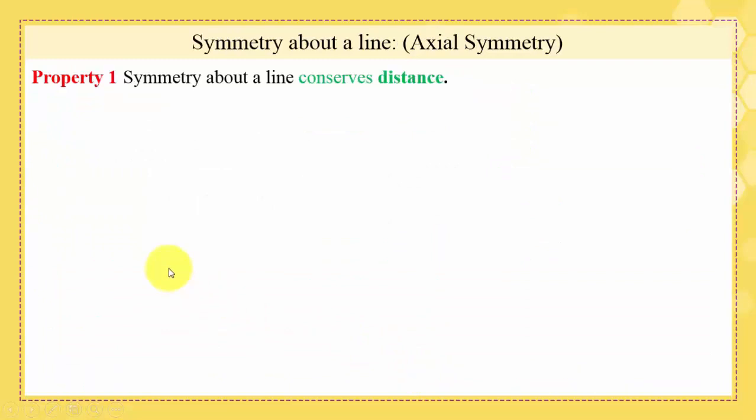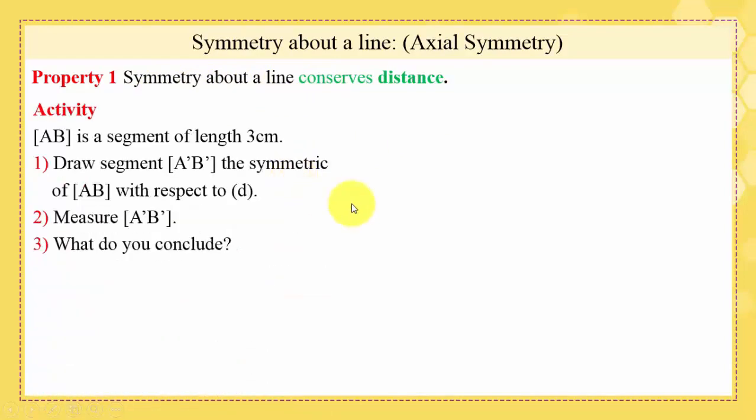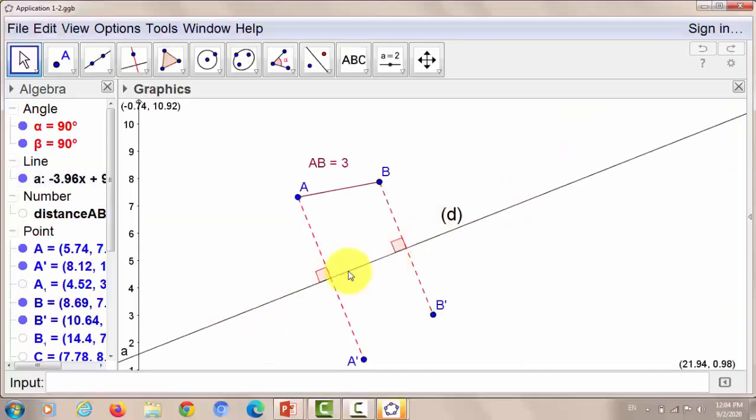Now some properties. Property 1, symmetry about a line conserves distance. Activity. Please pause this video and try to solve the application. Students, this is line D, axis of symmetry. This is segment AB. To draw the symmetry of this segment, you should draw the symmetry of the first point, make it perpendicular and take the same distance, and the symmetry of the second point.